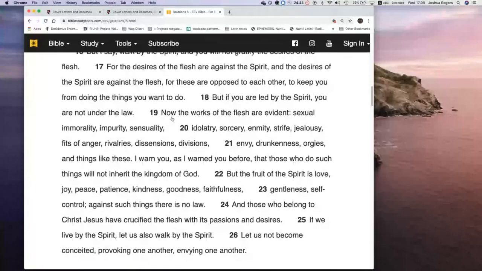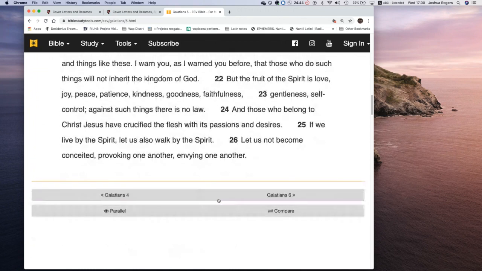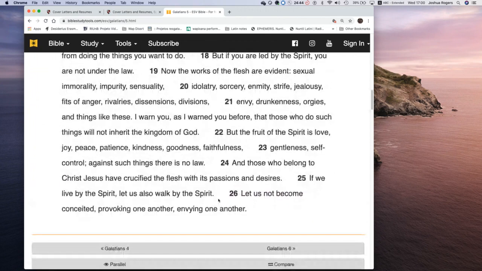And then he goes through and outlines all these things that go against and break down the fabric of community. Sexual immorality, impurity, sensuality, idolatry, sorcery, enmity, strife, jealousy, fits of anger, and so on. Whereas the Spirit is all about building community, right? What is community first built on? Love. Fruit of the Spirit is love, right?